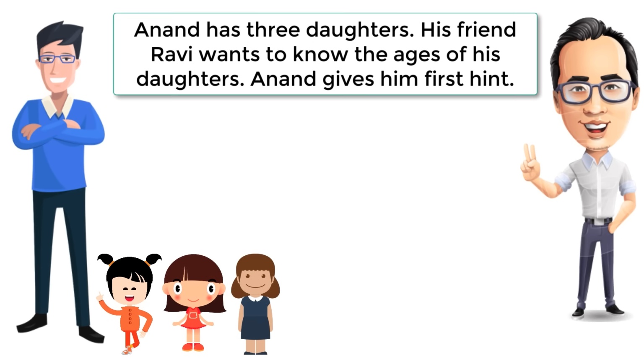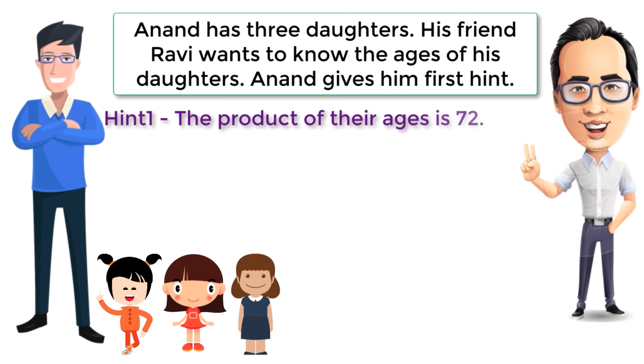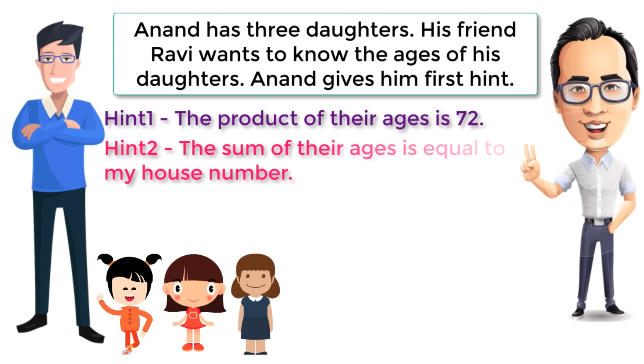Anand has 3 daughters. His friend Ravi wants to know the ages of his daughters. Anand gives him the first hint. The first hint is the product of their ages is 72. Ravi says this is not enough information. Then Anand gives him a second hint. The second hint is the sum of their ages is equal to my house number.